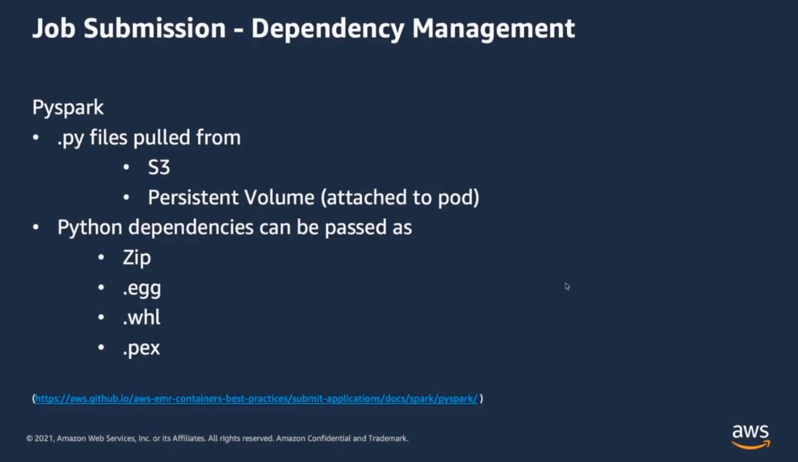In addition, the Python dependencies can also be passed as a zip file, egg file, wheel file, or a PEX file. Also, a wheel file, PEX file and egg file can be used to pass in dynamic Python modules like compiled C or C++ code. One thing to note, this is not supported with the zip file approach, and you can find some examples on how to do that in the link that is in the slide.